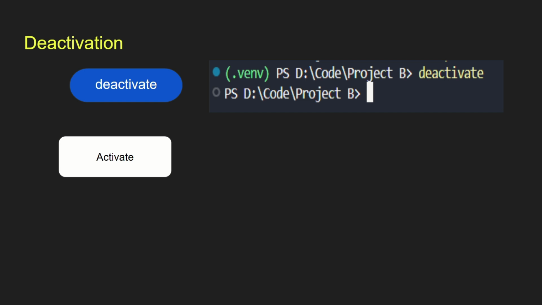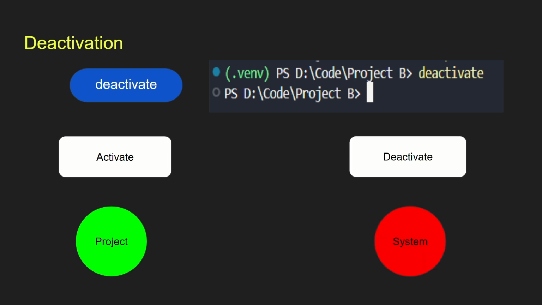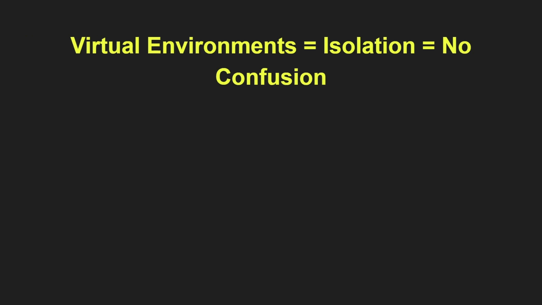So think of it like switching workspaces. Activate, you enter your project's world. Deactivate, you return to the system world. You remember that kitchen example? Where everything was breaking because everyone shared the same space. Now imagine, each project has its own kitchen. That's what virtual environments do. Things stop feeling random now. You stop guessing the errors and start resolving them.